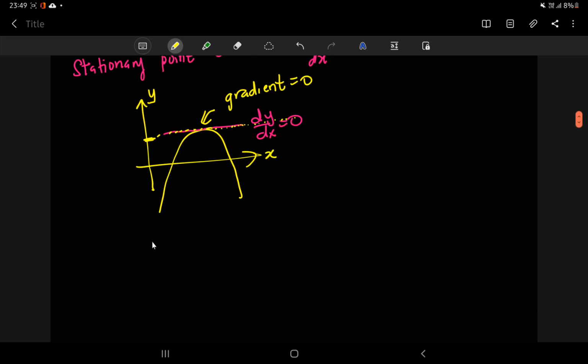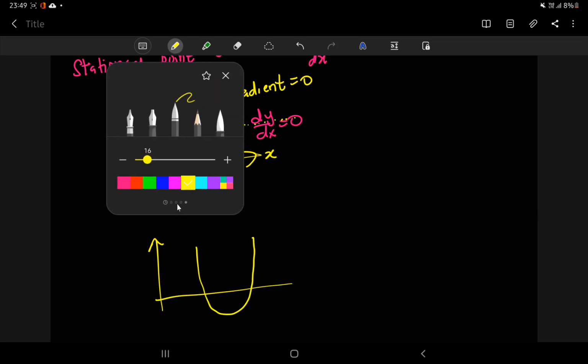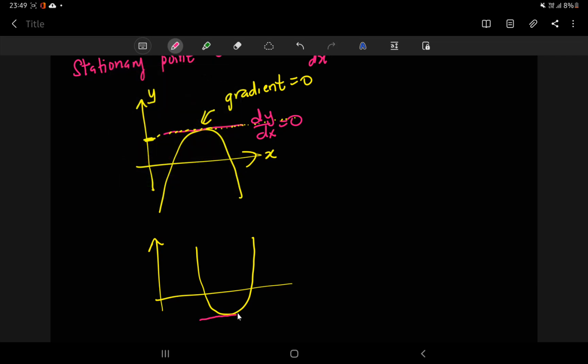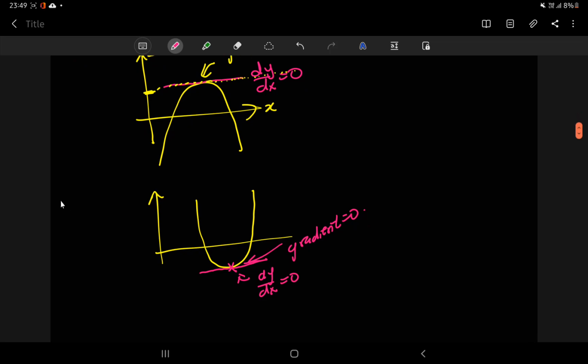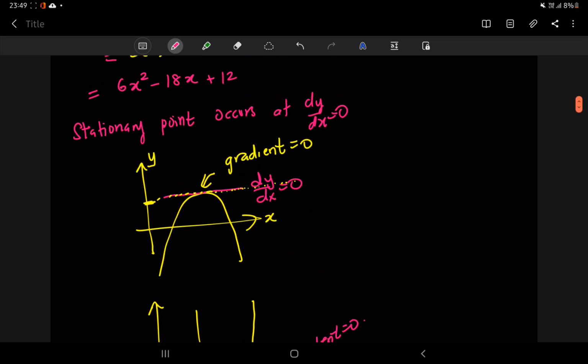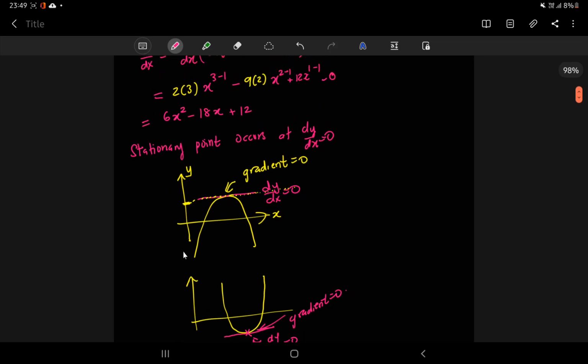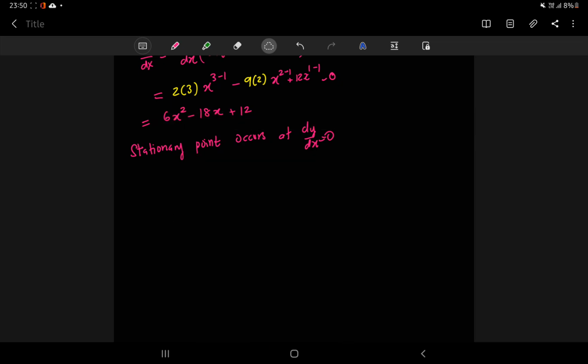It is also the same when you have a graph like this, a quadratic graph. So dy dx over there equals 0, which means that the gradient over there is 0. So when you have dy dx equals 0, we call that the condition for the stationary point.